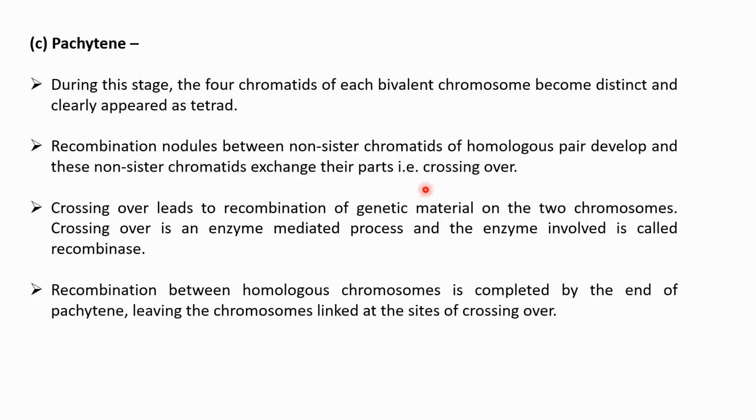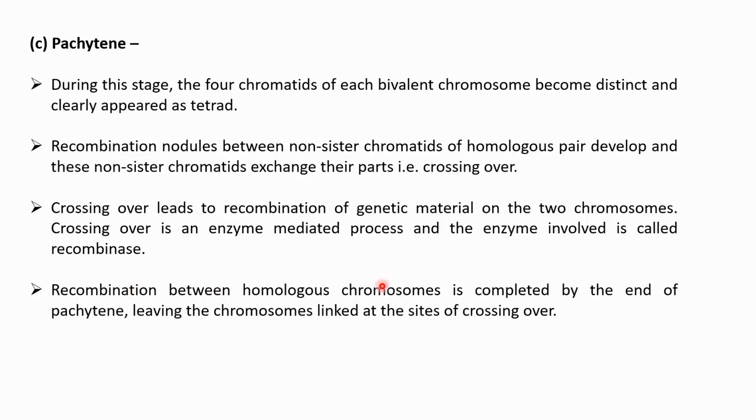So basically crossing over takes place in this stage, and crossing over leads to recombination of genetic material on the two chromosomes. The genetic material between the two chromosomes gets exchanged, resulting in variations. Crossing over is actually an enzyme-mediated process, and the enzyme involved in this crossing over is known as recombinase, since it is leading to the recombination.